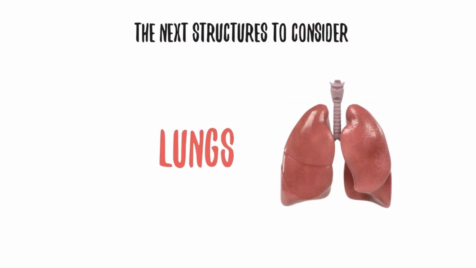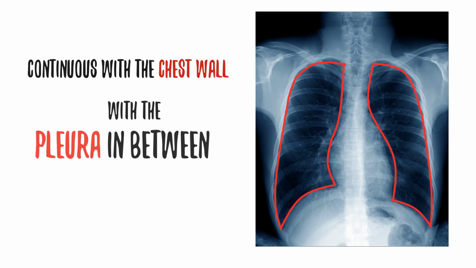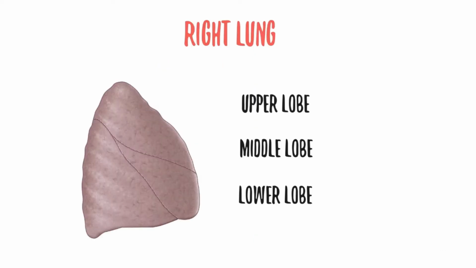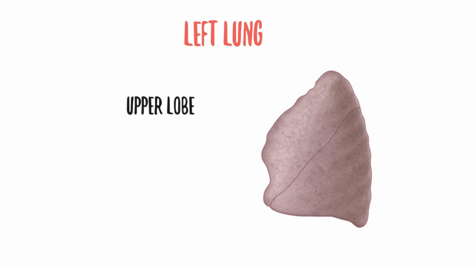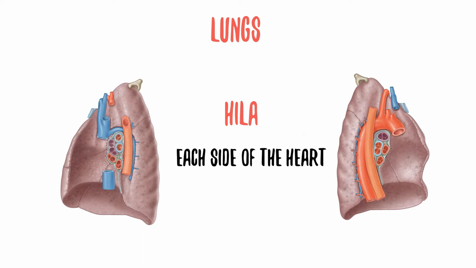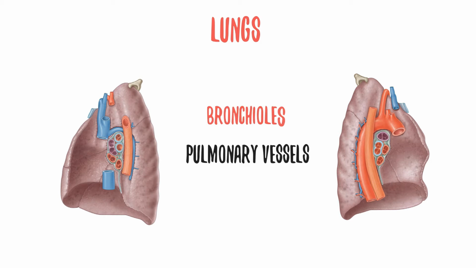The next structures to consider would be the lungs. As you can see on the x-rays, the lungs are located within the regions that are highlighted, and you can often map them because they are continuous with the chest wall with a pleura in between. The right lung is made up of the upper, middle and lower lobe, and the left lung is made up of the upper and the lower lobe. Within the lungs you can identify lots of vascular structures. So here we have the hila, which are located on either side of the heart, and they're made up of both bronchi and also pulmonary vessels.